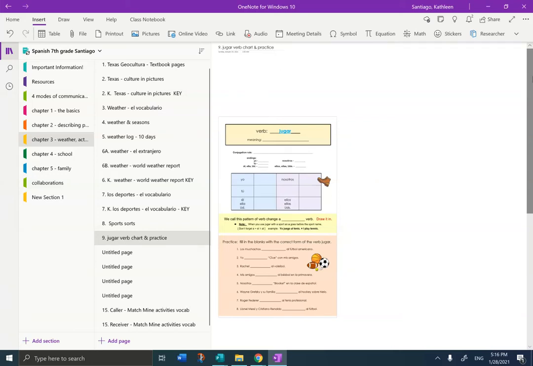Hola, estudiantes. It's Mrs. Santiago here, and today I'm going to help you through the notes for the new verb jugar. I am in your OneNote, Chapter 3, Page 9, Jugar Verb Chart and Practice.